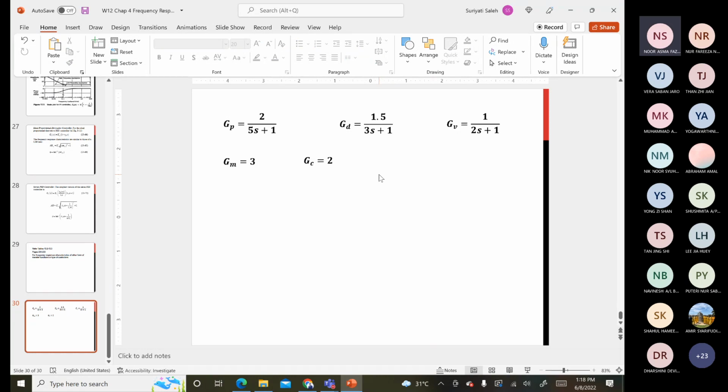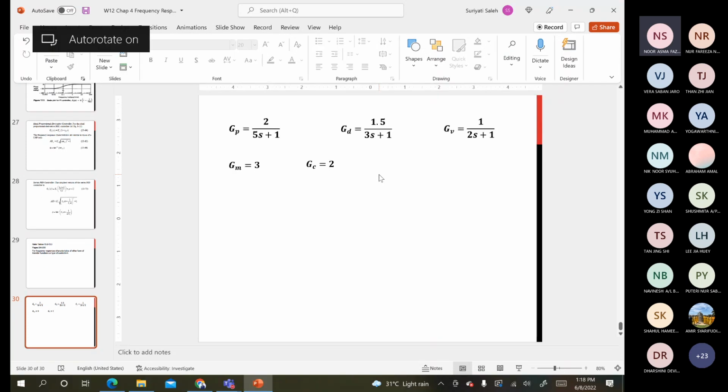All right. So based on this example, you have been given the transfer functions: GP equal to 2 over 5s plus 1, GD equal to 1.5 over 3s plus 1, GV equal to 1 over 2s plus 1, GM equal to 3, and GC equal to 2. So for this part, normally we want to observe the behavior of our closed loop performance.